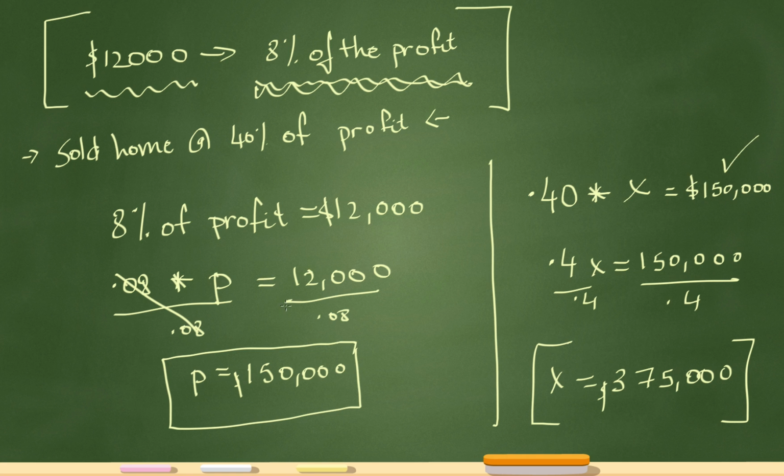And then I had to give the government 8% in tax of the profit. So my profit was $150,000, and if I take 8% of that, that does equal $12,000. So everything checks out. My answer here is A, 375,000.